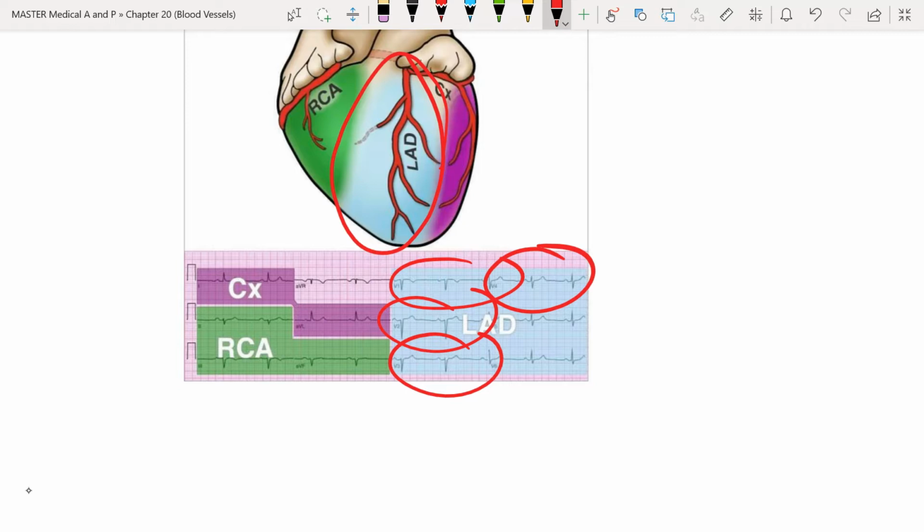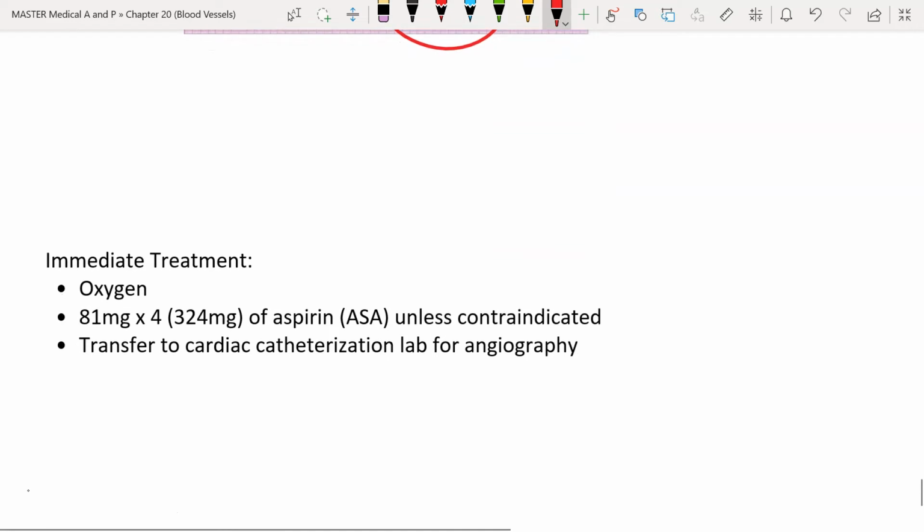So how do we treat that emergently? Well, there are a couple things that we can do that can make a huge difference in this patient's care. Number one is we need to give this patient some oxygen. Because the blockage is not letting oxygenated blood past that blockage, we need to increase the amount of oxygen this patient is getting. Secondly, unless contraindicated, so unless the patient is hypersensitive to aspirin, we're going to give 324 milligrams of aspirin, which may help thin out the blood a little bit. So there's a possibility we might be able to get a little bit more blood flow through that clot.